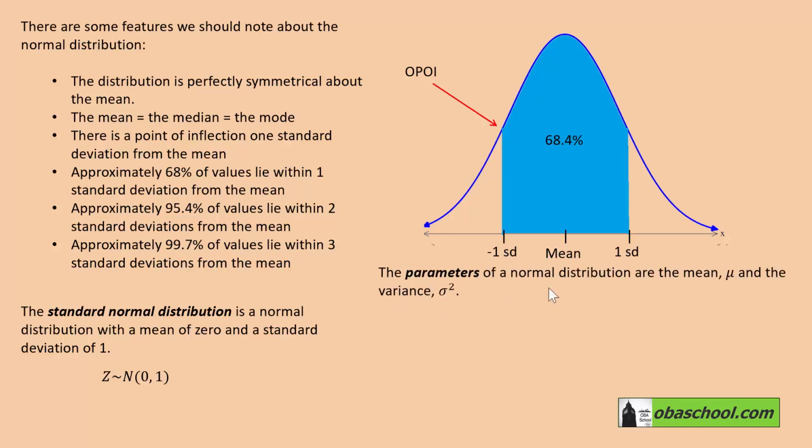The parameters of a normal distribution, as I just said, are the mean and the variance. A general normal, therefore, follows a normal distribution with a mean of mu and a variance of sigma squared, where sigma is the standard deviation.